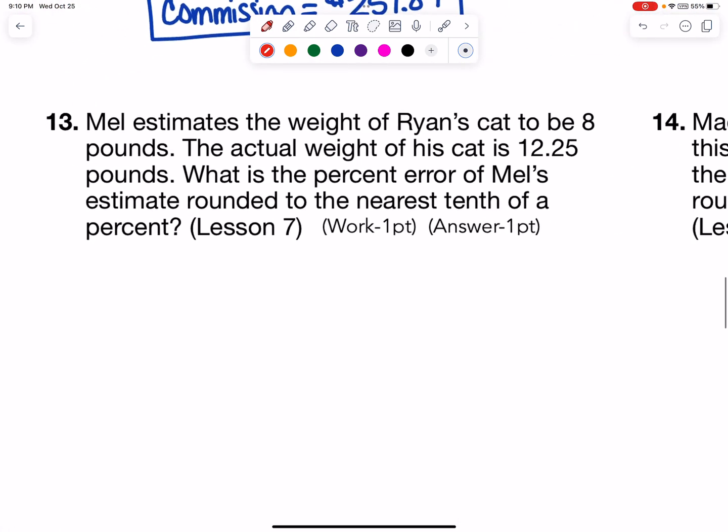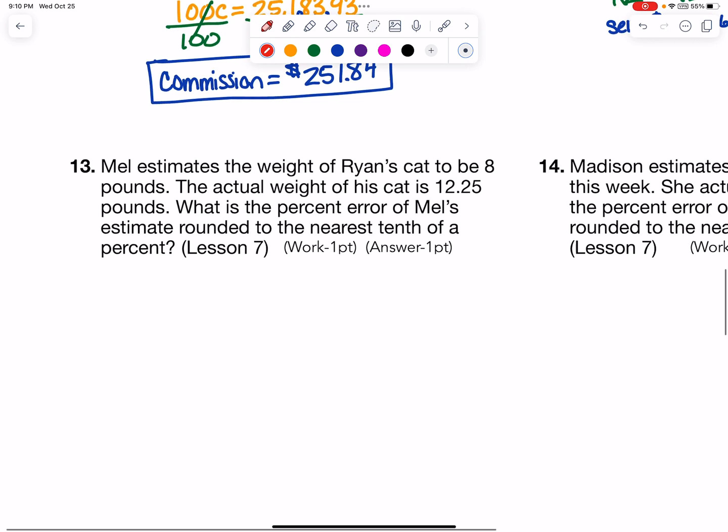All right. Last two problems, we're on to percent error now. And remember, percent error is comparing your error between your estimate and actual compared to what actually happened. Okay, so let's identify estimate and actual. Mel estimates the weight of Ryan's cat to be 8 pounds. There's my estimate. And the actual ended up being 12.25. What is the percent error? So we know that this formula is the amount of error divided by the actual thing that happened. So we can compare that.